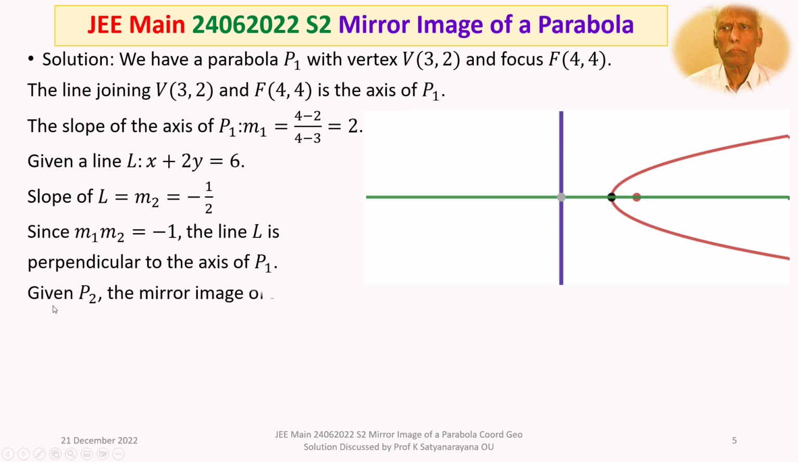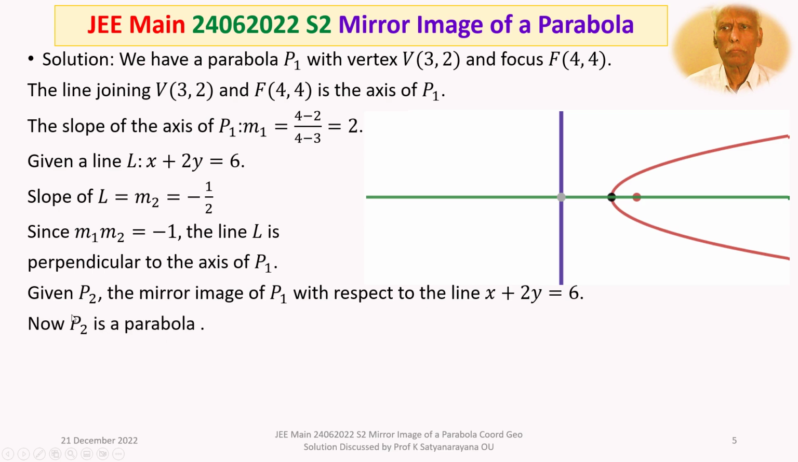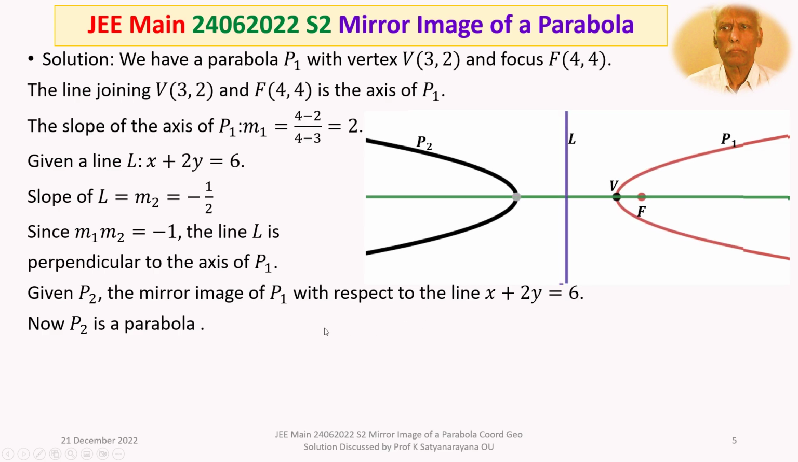Now P2 is given to be the mirror image of P1 with respect to the line x + 2y = 6. That means we have to take the mirror image. P2 is also a parabola, because it is the mirror image of P1 with respect to this line. So that is like this. And we have to find the directrix of this parabola P2.